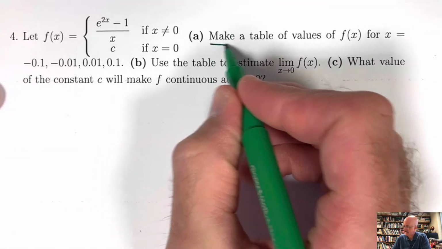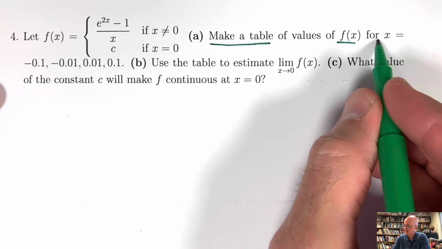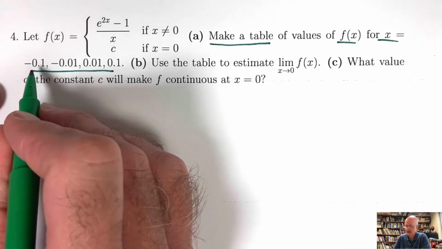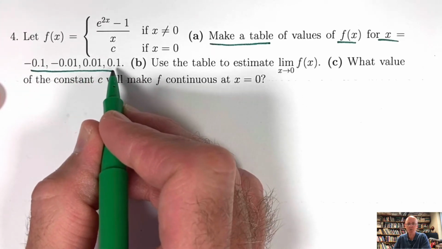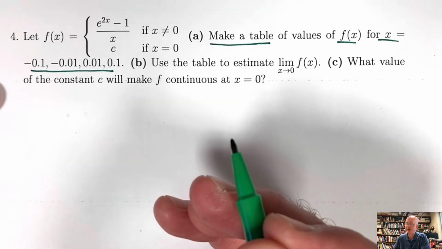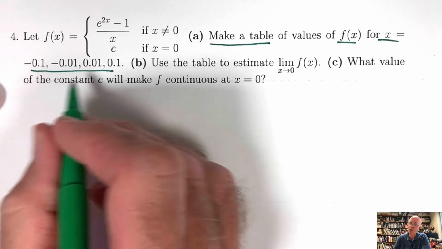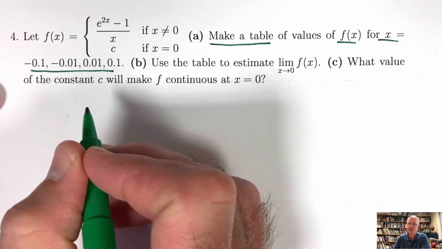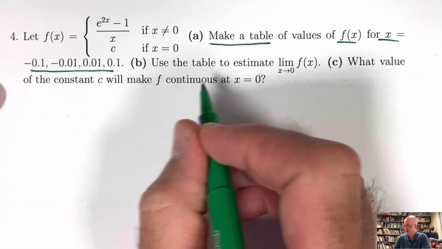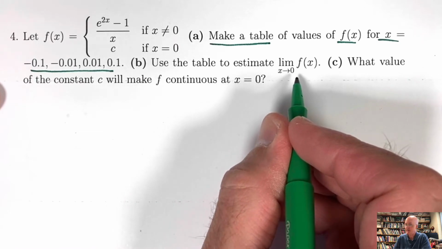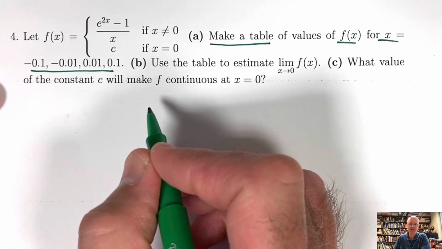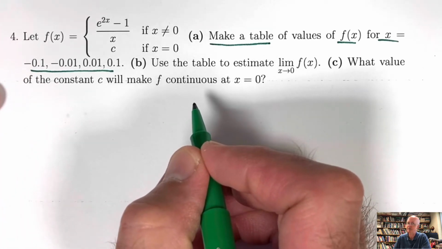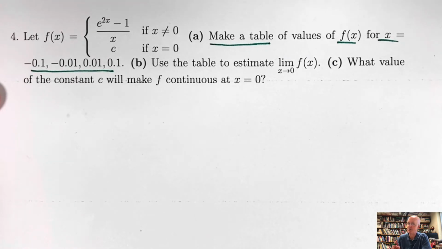Part A says to make a table of values of f of x for values of x that are close to 0: negative 0.1, negative 0.01, positive 0.01, positive 0.1. Actually, we'll use the table feature on our calculator to look at more values than just these, but those are the ones that we'll write down. We're ultimately going to use the table to estimate the value of the limit, which evidently exists based on the way this problem is phrased. And then in part C, we ask what value of the constant c will make the function f continuous at x equals 0? I won't say the answer right now, but I hope you realize what to do for part C based on the previous problems that we've done.